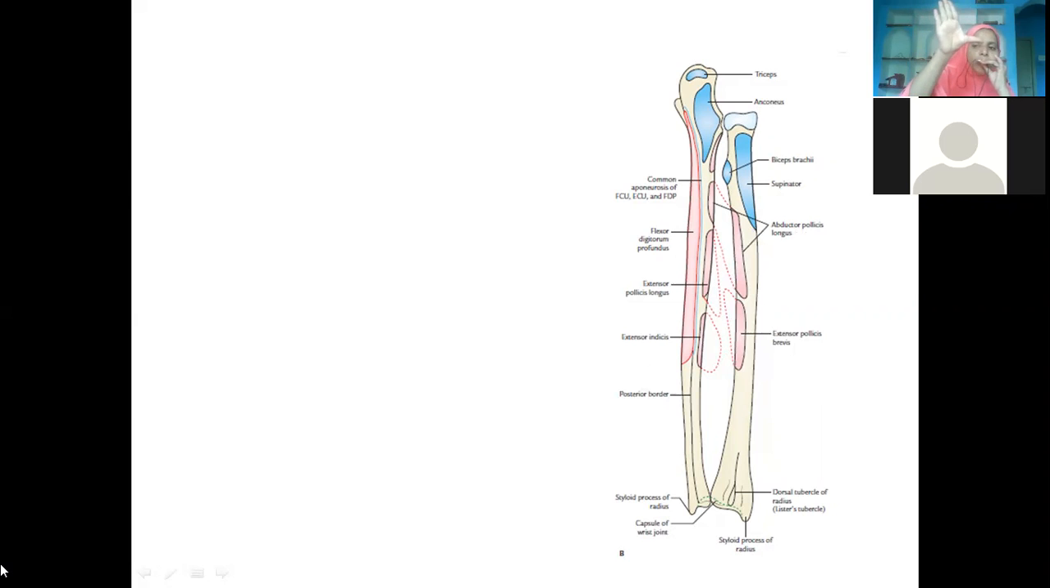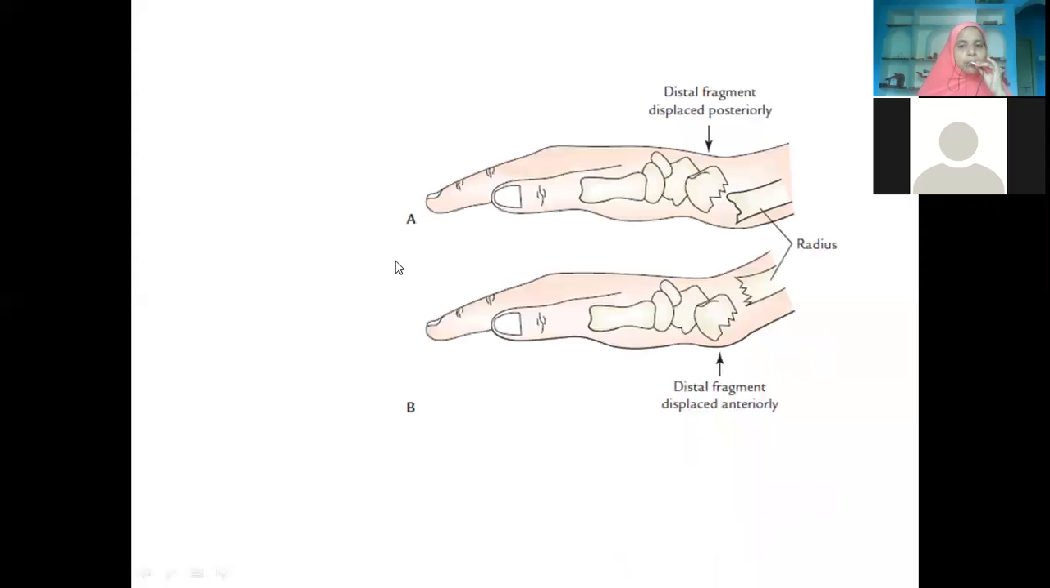Abductor means this movement. Away from midline is abduction. Coming near the body is adduction. Going away from the midline is abduction. So like that, abductor pollicis longus action you can make out from the name itself. Brings about the abduction of the thumb. Okay, prehensile action. So this is about radius bone.